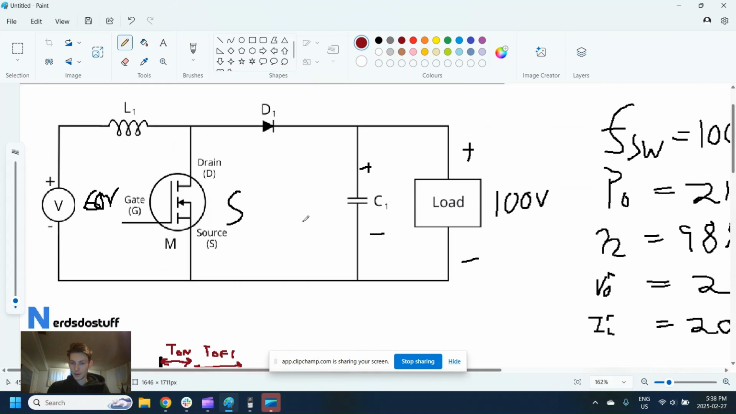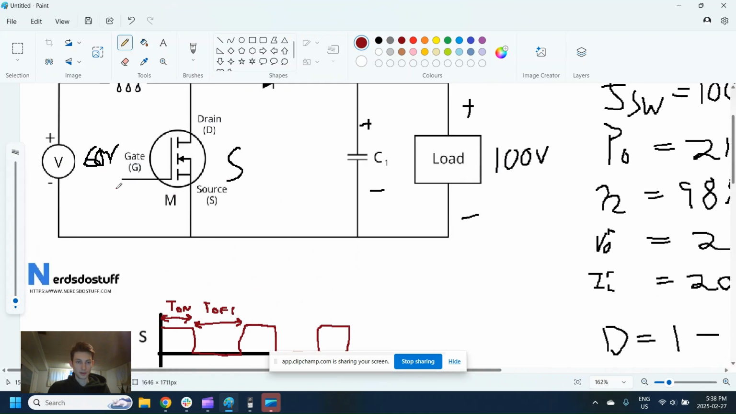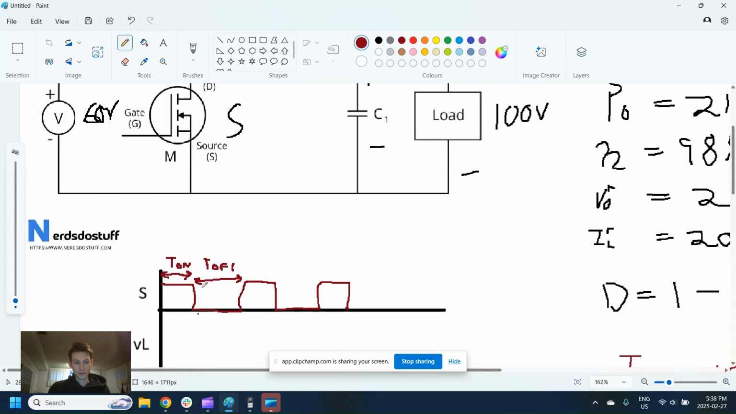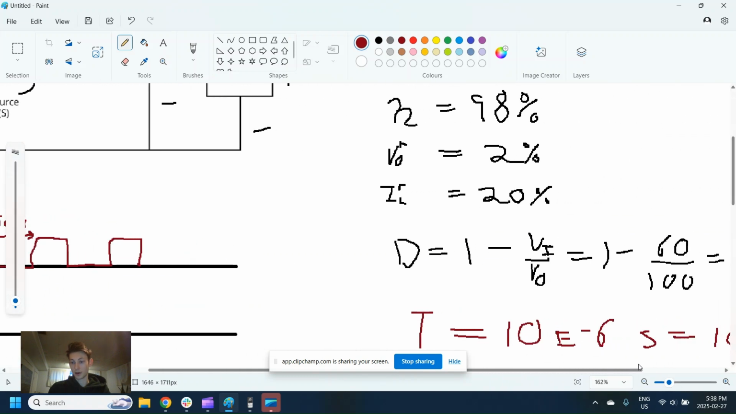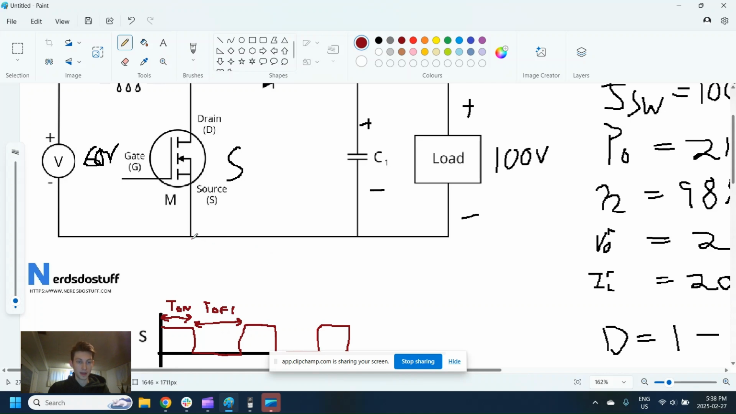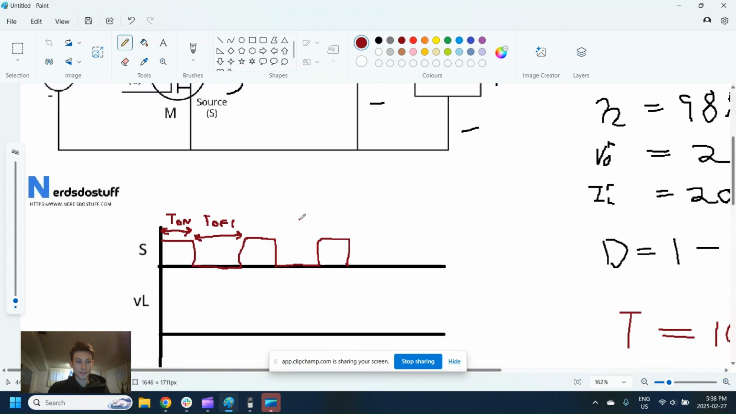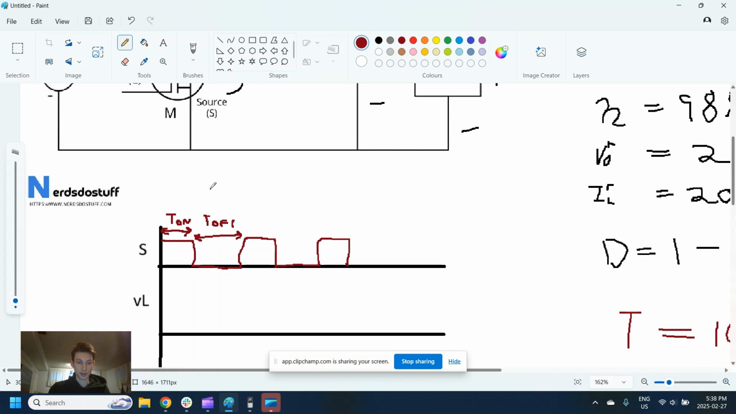All right, so that is our signal that we're sending to our switch. So we're sending it on for 0.4 times, so I guess that'd be for 4 microseconds, and then off for 6 microseconds. And we're doing that on and on and on and on. We can follow from there what is going to happen when our switch is closed and what is going to happen when our switch is open.